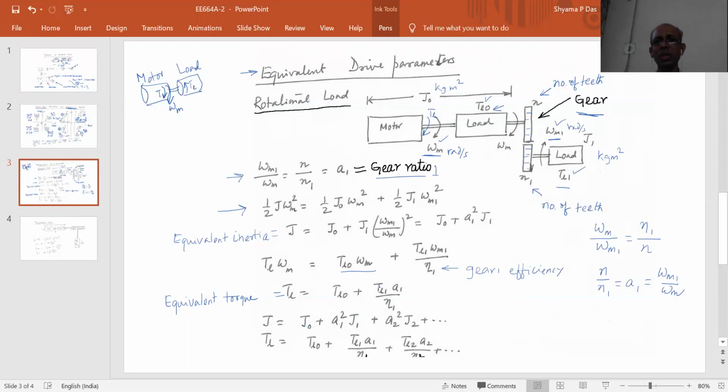In case we have more than one gear, we have various ratios A1, A2, A3, A4, and so on. So the equivalent inertia seen by the motor is equal to J naught plus A1 square J1 plus A2 square J2, and so on. Similarly, the equivalent load torque seen by the motor is equal to TL naught plus TL1 A1 by eta 1, plus TL2 A2 by eta 2, and so on. Here eta 1 and eta 2 are the gear efficiencies.